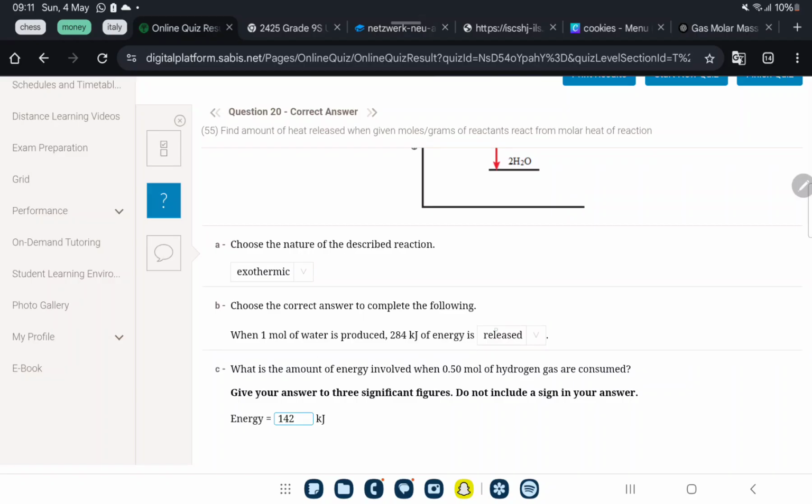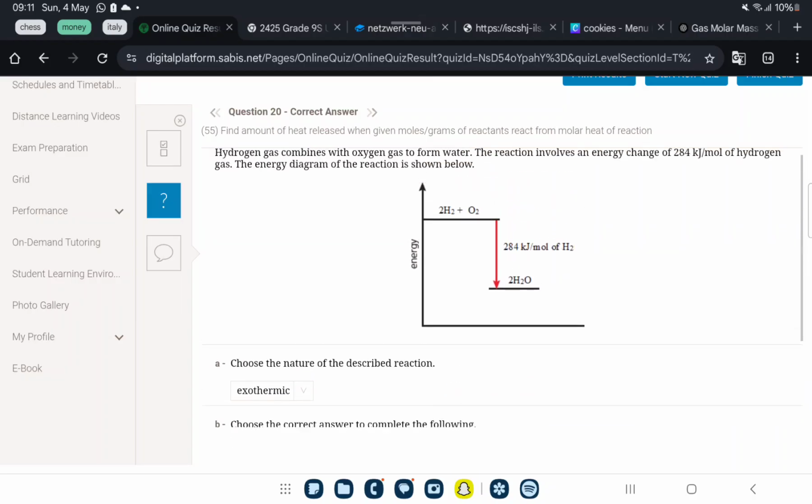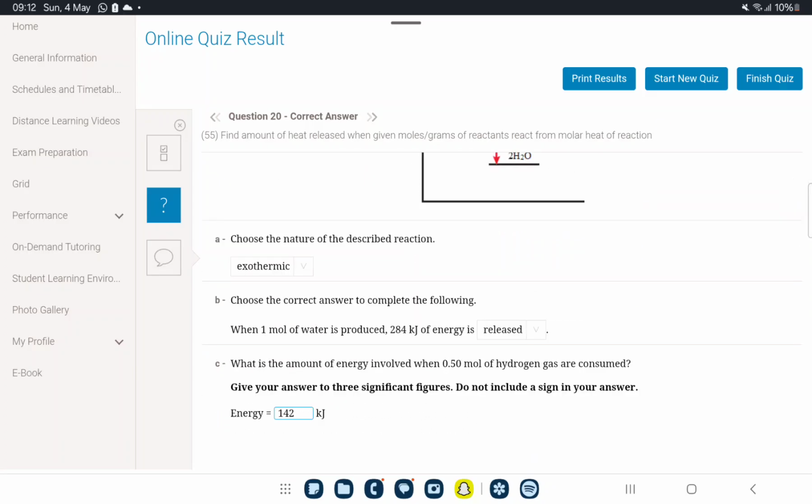When 1 mole of water is produced, 284 kilojoules of energy is released. We already said it's exothermic. It's not going to be absorbed. So released. What is the amount of energy involved when 0.5 moles of hydrogen gas are consumed? This one is per mole of hydrogen gas. We wanted 0.5 moles, so just multiply this one by 0.5. 284 times 0.5, you get 142. 3 significant figures is already 3.